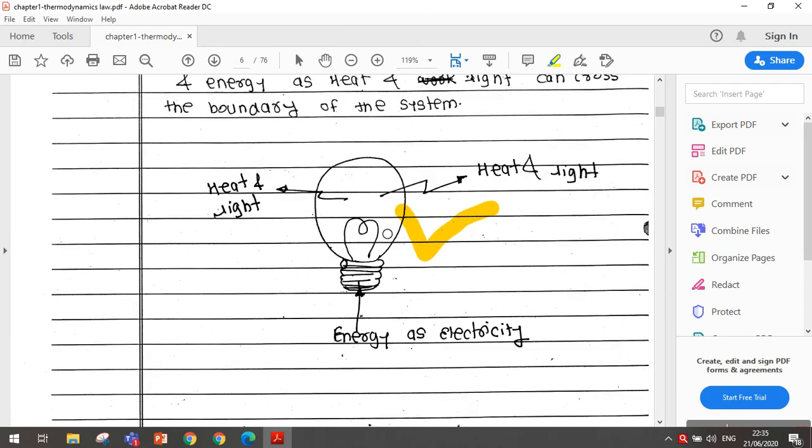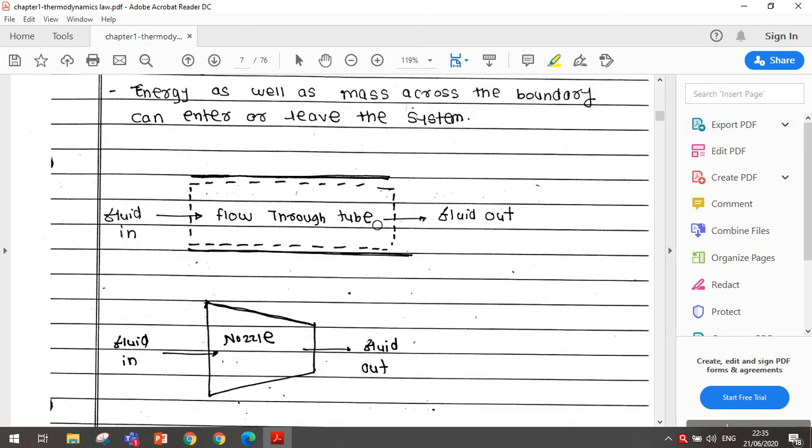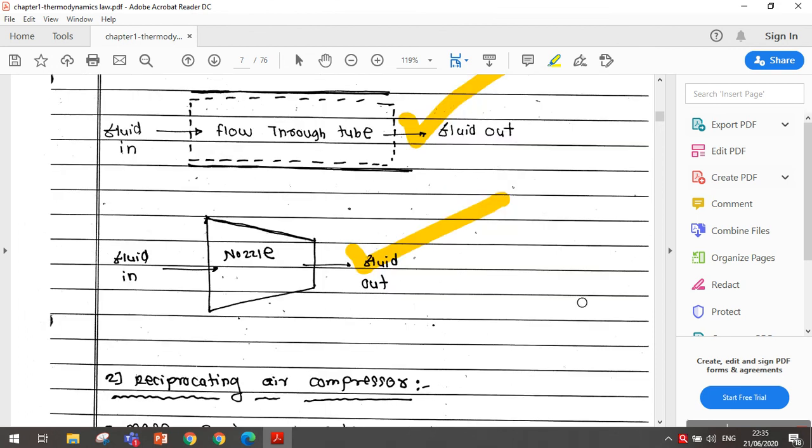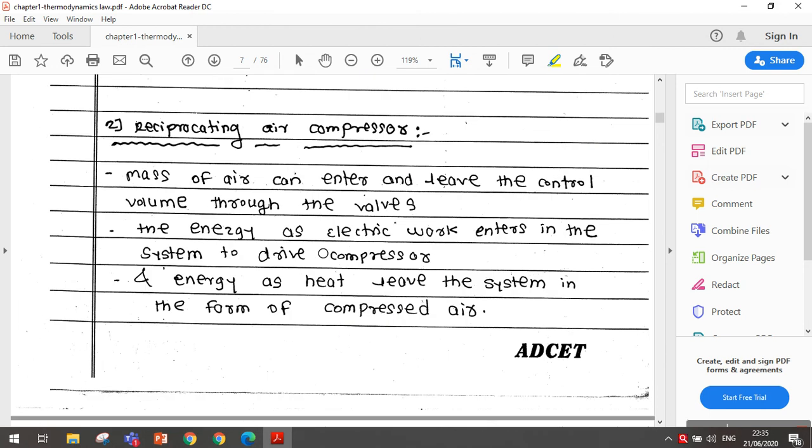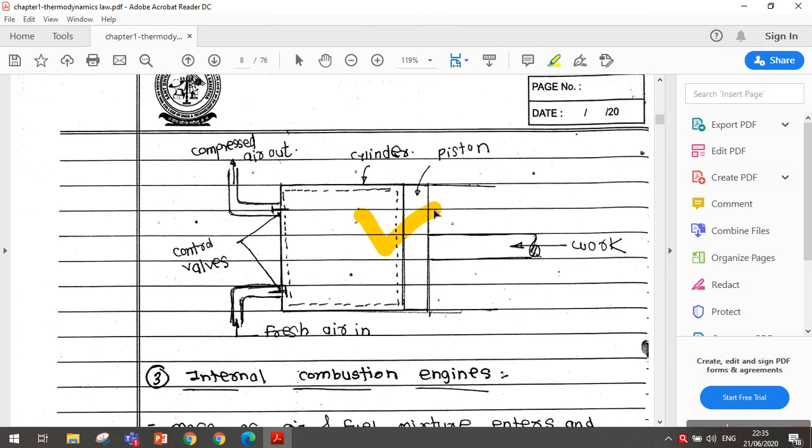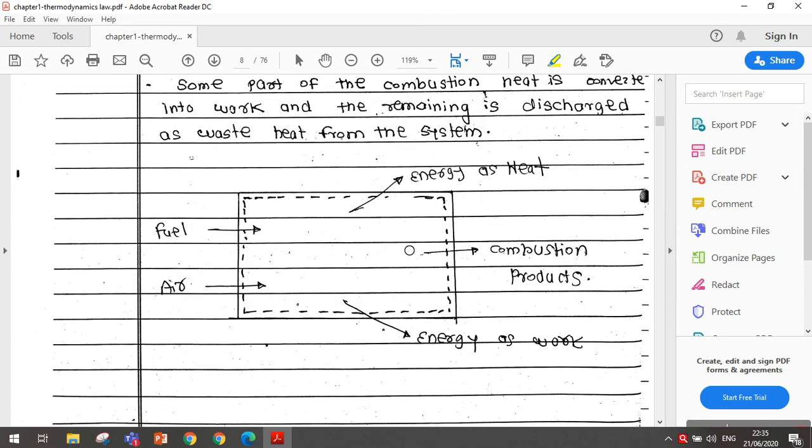We also discussed the examples of the bulb, flow through the pipe, and flow through the nozzle, because there is mass in and mass out, and some amount of energy transport takes place. So it is an example of an open system. We also discussed the reciprocating compressor. Now the best example is the IC engine.